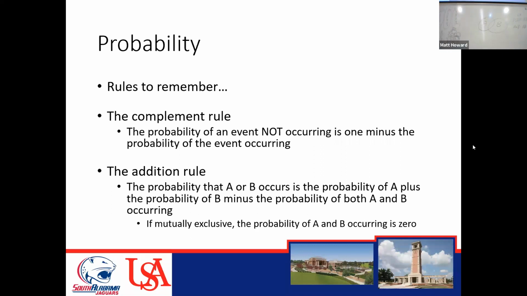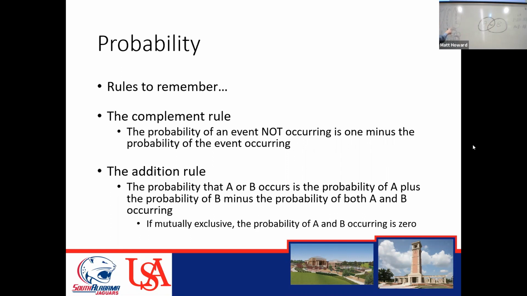The reason we subtract that A times B, which is this part right here, is because if we first take the probability of A, we're taking everything in this circle. If we take the probability of B, we're taking everything in this circle. If we just left it at that, this part right here would be included both in A as well as in B.